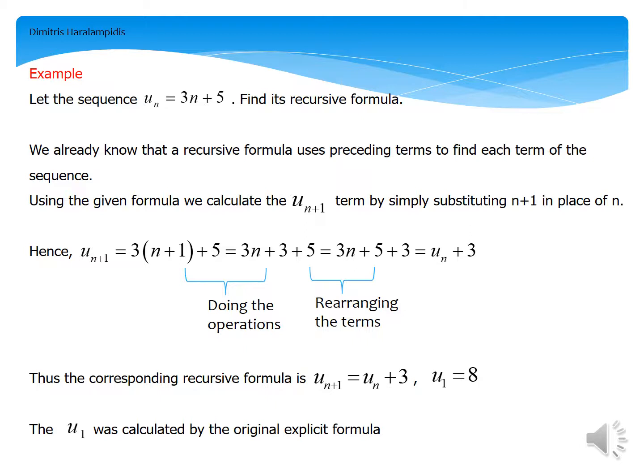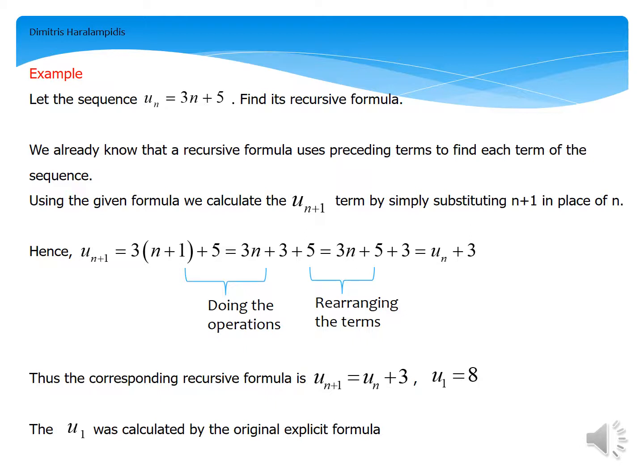Hence, u sub n plus 1 will be equal to 3 times (n plus 1) in a bracket plus 5. Now, if we do the operations, and in this case the distributive property, we get 3n plus 3 plus 5. Now, by rearranging the terms, we can write all this expression as 3n plus 5 plus 3. But notice here that the sum of the terms 3n and 5 is actually the u_n term. So, we come up with the u_n plus 3 expression.